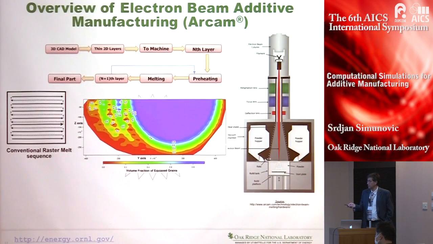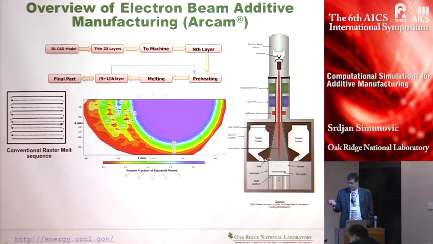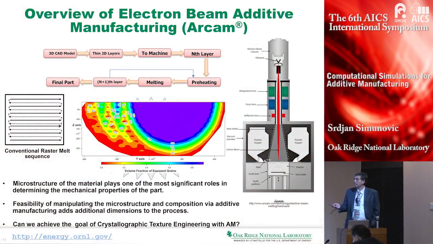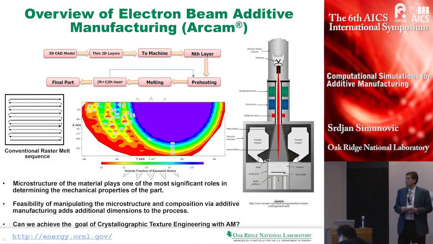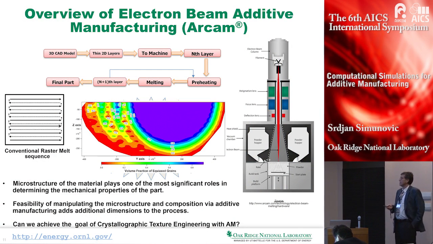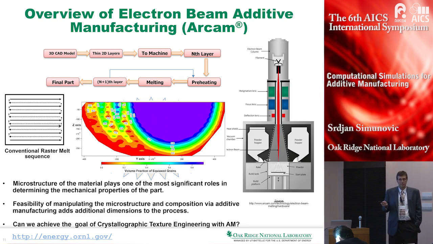Here you see the distribution of what is called columnar and equiaxial structures. And microstructure plays one of the most important roles in the material performance. And then by these processes, we believe, and we are actually aiming, to be able to manipulate this microstructure and tune it to the properties that we need.